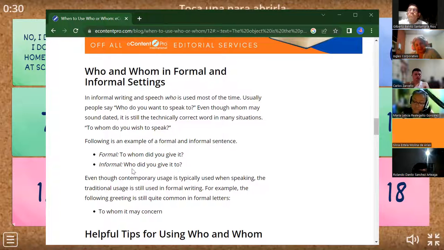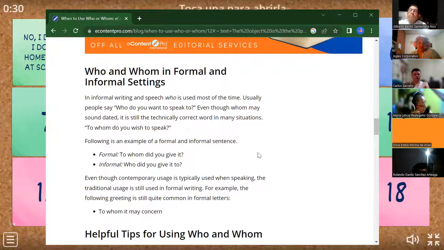¿A quién se lo diste? Same here: who did you give it to? ¿A quién se lo dieron? It means the same. The difference is that this one is more formal, right? And this one is informal.